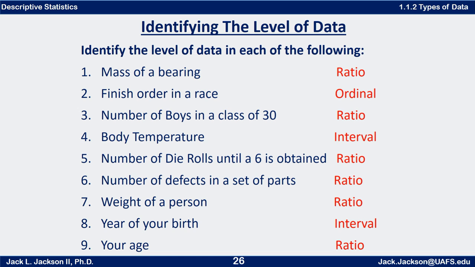The year you're born, that's interval. Remember, we talked about dates or years especially as being intervals. Interval level data really is just temperatures and years for the most part. And your age, however, is ratio. That's how long it's been since you were born. That's actually a continuous thing. We often round that off, but it is a continuous thing.